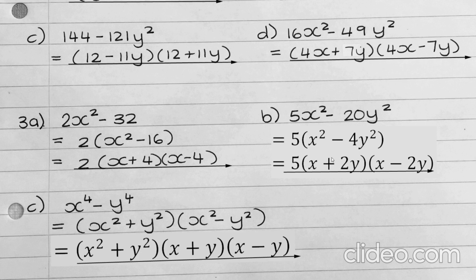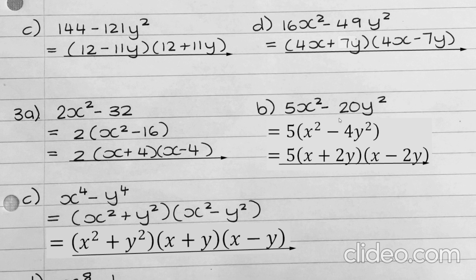B is pretty much exactly the same. So 5 is not a perfect square, or 20, but I can take 5 out as a highest common factor. So if you divide through by 5, you're going to get left with this, right? X squared minus 4y squared. And all of these elements in this bracket are perfect squares, and there's a difference.